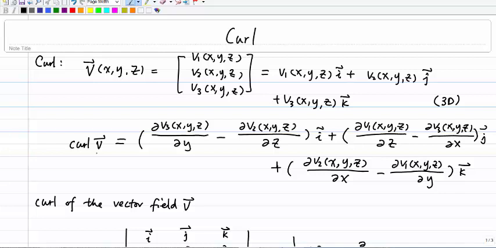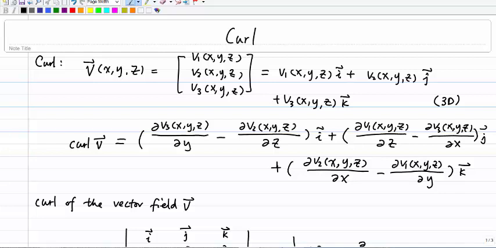The curl of v mathematically is given by this. Notation-wise, it's curl of the vector field v. You can just drop the x, y, z to keep it simple. It is given by partial v3 over partial y minus partial v2 over partial z, times i. Plus partial v1 over partial z minus partial v3 over partial x, times j. This is the second component. Plus partial v2 over partial x minus partial v1 over partial y, times k.